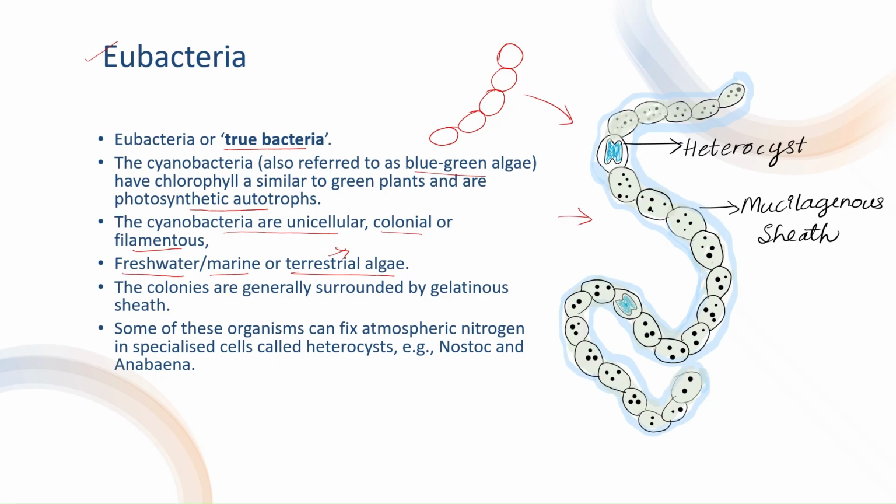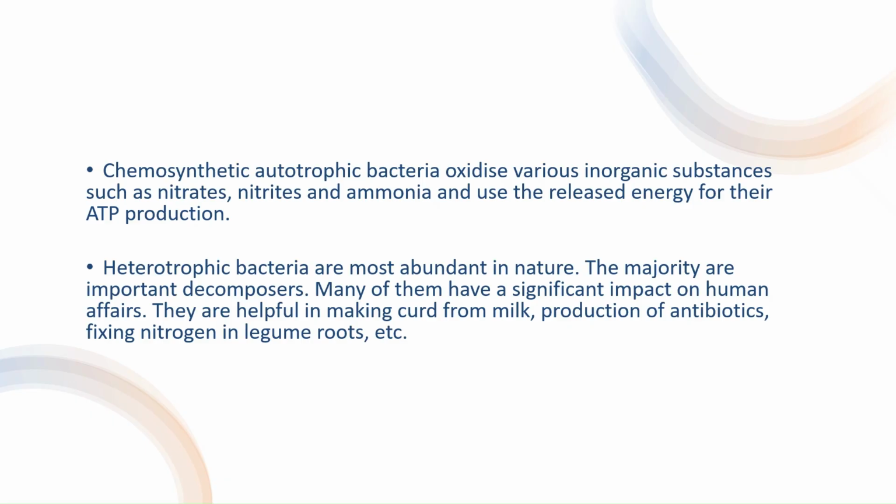Some of these organisms can fix atmospheric nitrogen in specialized cells called heterocysts. This one is a heterocyst which fixes nitrogen. Examples are Nostoc and Anabaena. Next are chemosynthetic autotrophic bacteria, which oxidize various inorganic substances such as nitrates, nitrites, and ammonia and use the released energy for their ATP production.